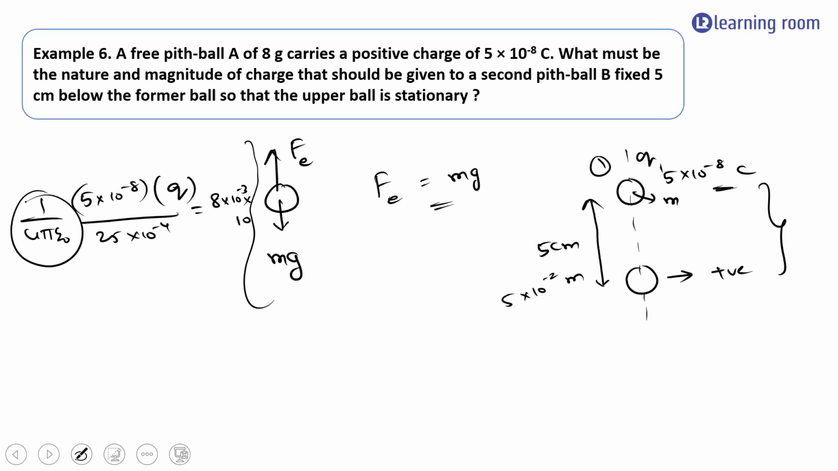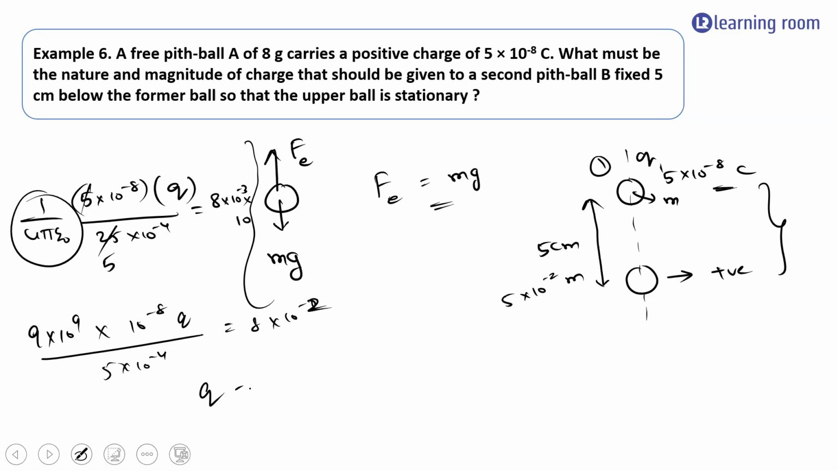So here what will happen is this 5 and 25 will get cancelled. So 9 into 10 power 9 into 10 power minus 8 into Q divided by 5 into 10 power minus 4 is equal to 8 into 10 power minus 2 up. So just for simplification purpose, I took it like that. So Q will be equal to, take all the parameters to the right and you'll get the required answer. Okay.